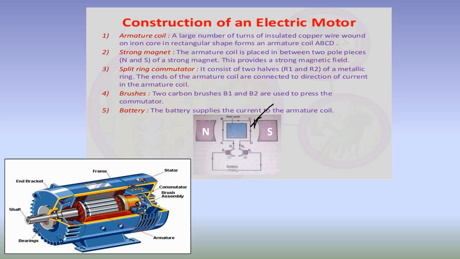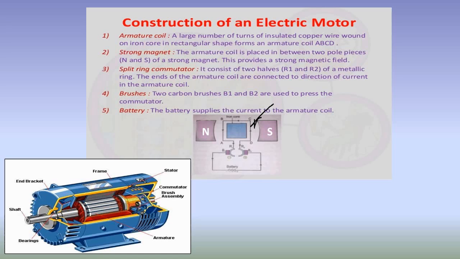And this armature coil is in a coil form, right? The wire is in a coil form, that is, it has a large number of turns of an insulated copper wire wound on an iron core. So inside this armature coil there is an iron core, which is blue in color, and we can see the same in the picture itself.